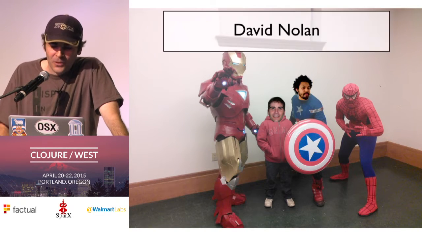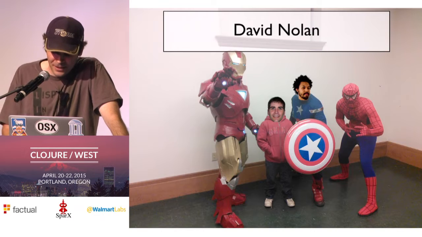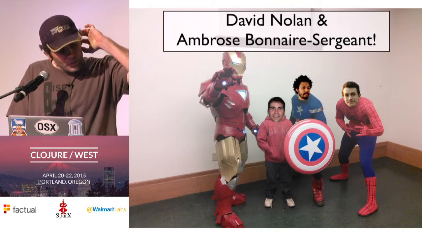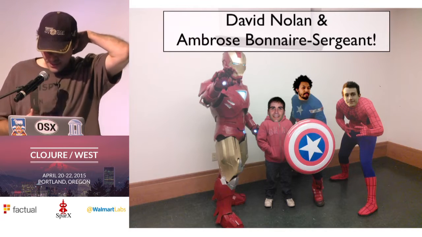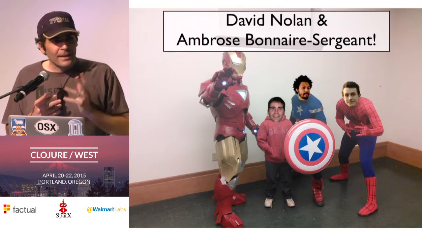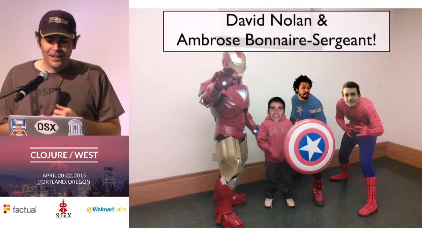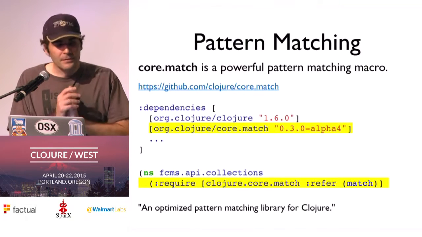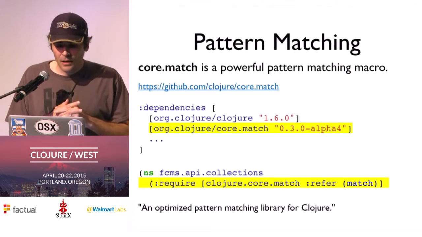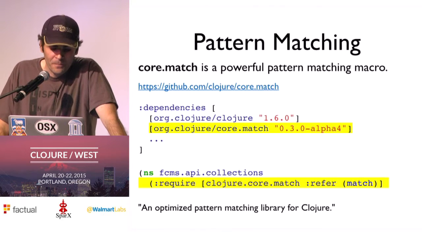And the first one is a gentleman you guys might know. He's Captain America, and it's David Nolan. And the other superhero I'm going to tap into first is Ambrose, and he can't be Captain America because he's not American, but he could be Spider-Man. And so these two guys are going to help me get the language I want out of Clojure. And so these two guys, back in 2011, I think, created core.match. And core.match is a much more powerful pattern matching macro.